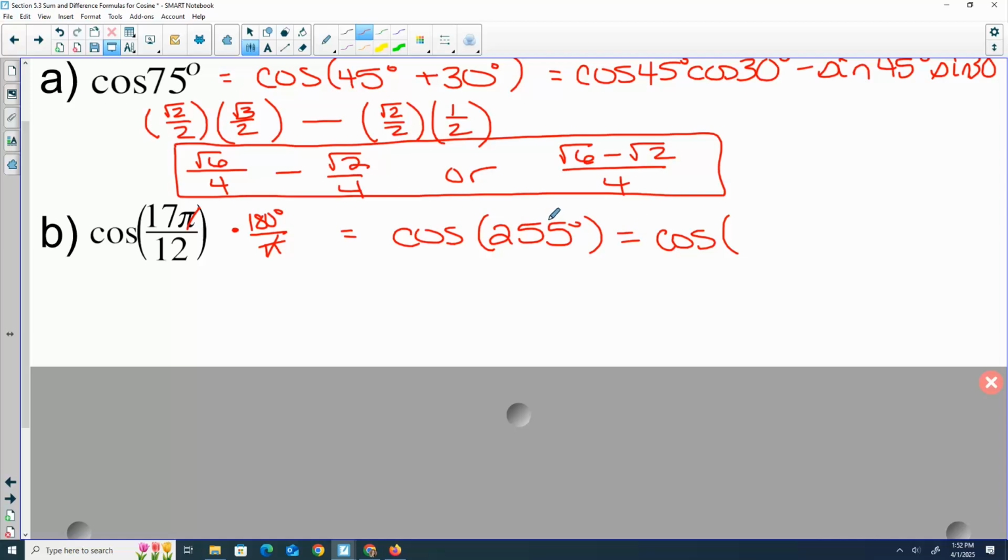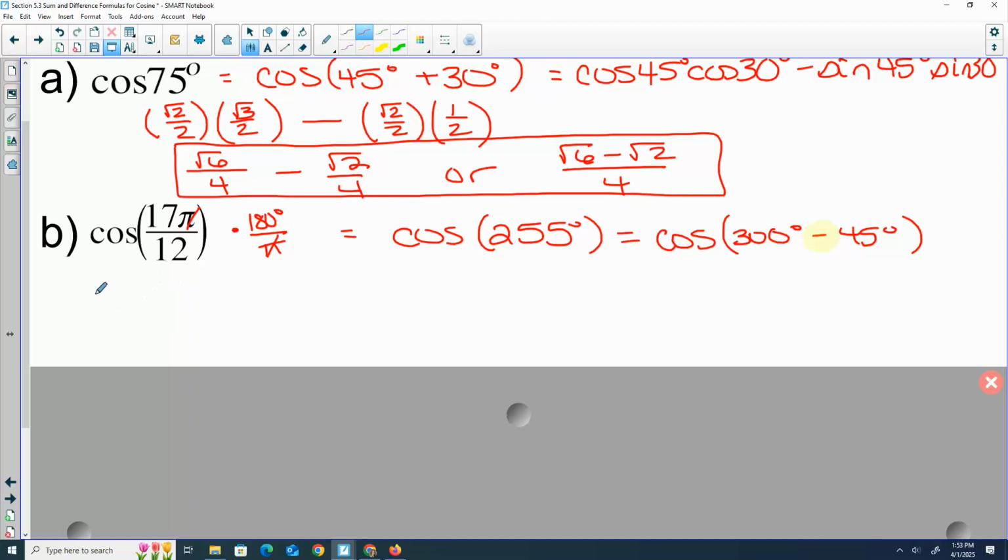So if we do 300 minus 45, both of those are on my unit circle. And 300 minus 45 is 255. Those aren't the only combinations. You could have done like 120 plus 135. You're going to get the same thing. Now when we do this, the minus right here just tells me I'm using the difference formula, the subtraction formula.